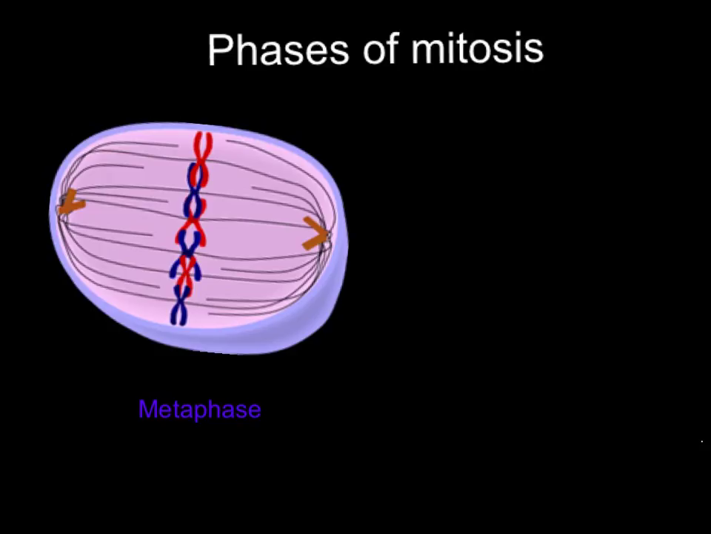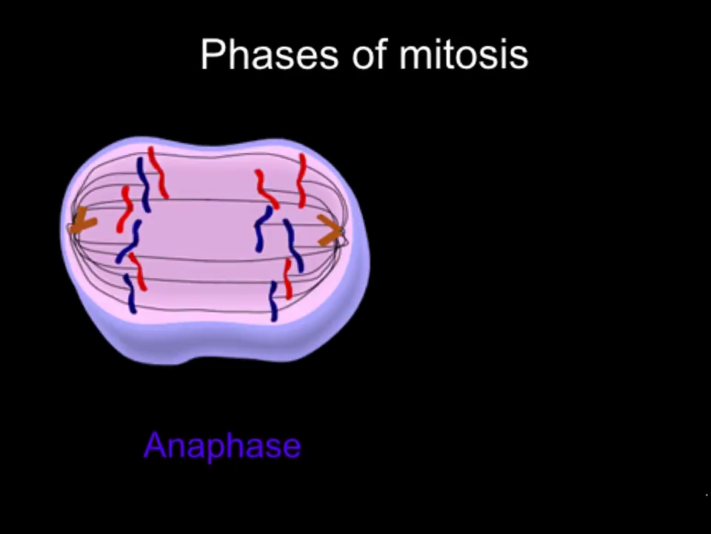In metaphase, all the chromosomes line up on the metaphase plate, which is in the middle of the cell, right over here. The next phase is anaphase. In anaphase, they begin to be pulled apart to either pole, so each cell has the same genetic material, as you can see here.